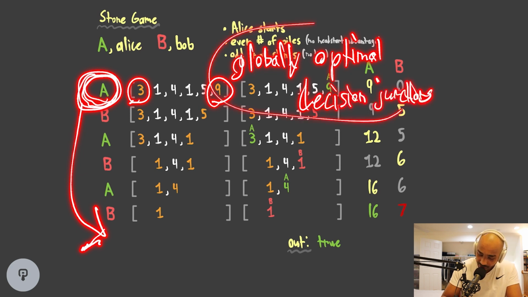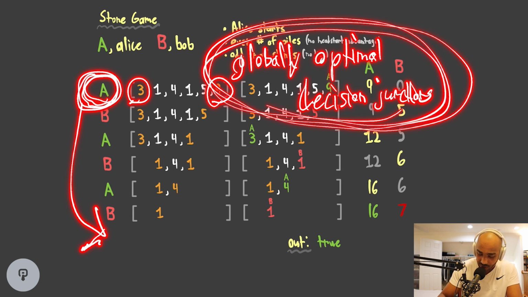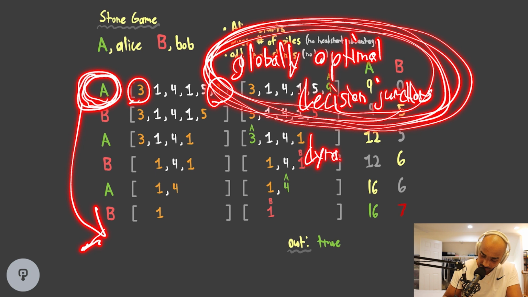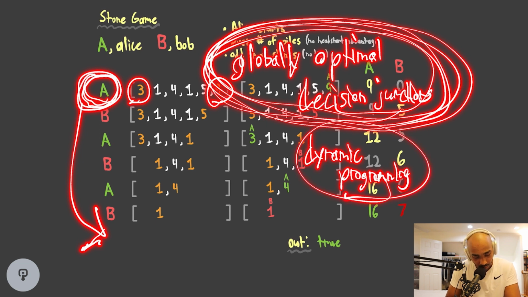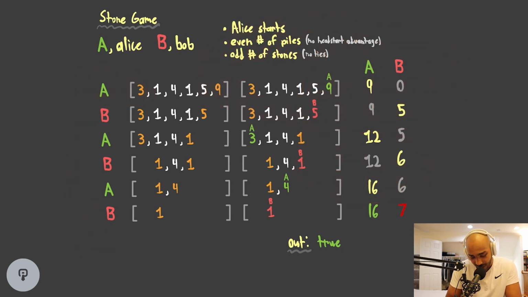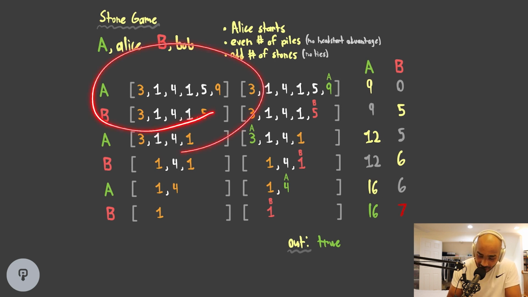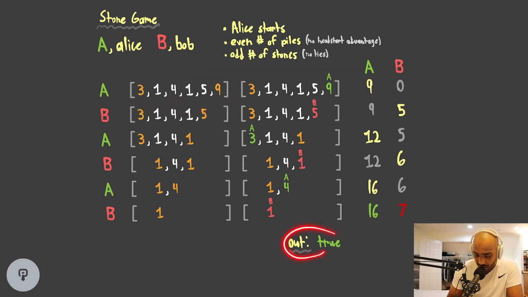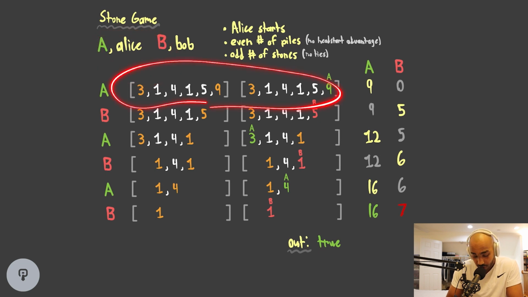And as soon as I think of these things, globally optimal decision junctions, we're getting way ahead of ourselves. I think of dynamic programming. We're not there yet, but that's immediately what I see. But at first what I see is a recursive brute force. And so we can actually simulate the game itself, and we can do the moves, and we can see whether Alice wins. And so one thing I really like to do is draw out a recursion tree.